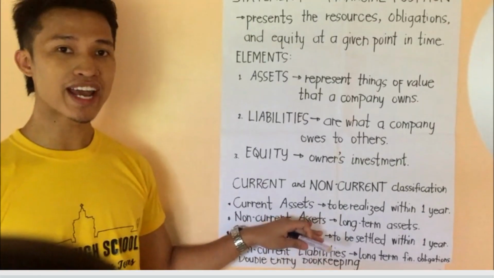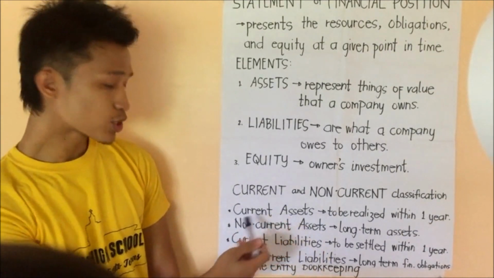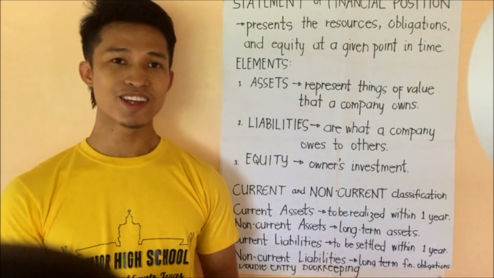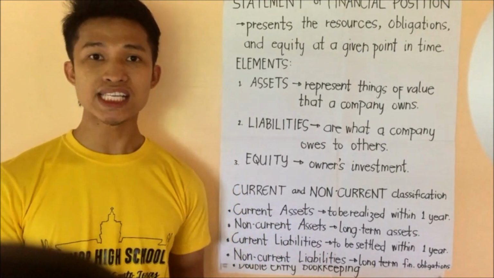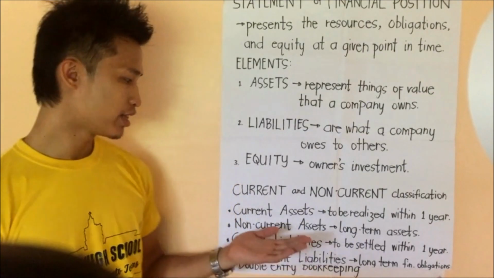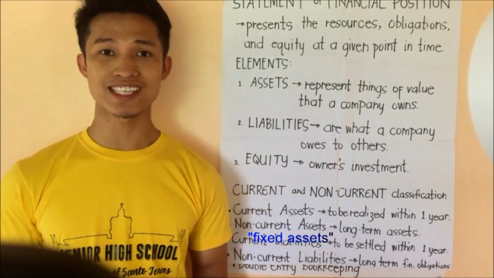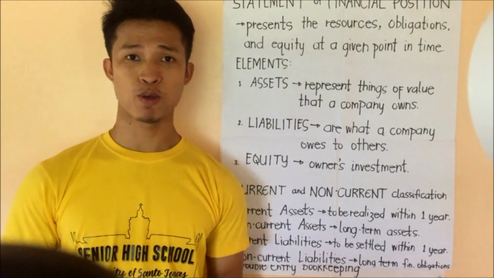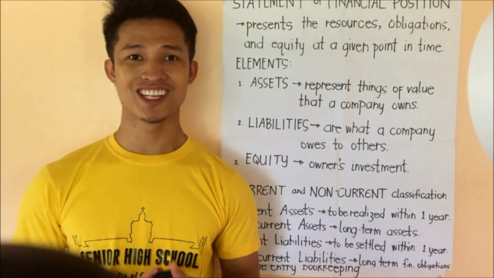Next, we have the non-current assets, of course. Since current assets are called short-term assets, non-current assets are called long-term assets. So all other assets that were not classified as current, classify them as non-current assets. So non-current assets are also called fixed assets. Building, equipment, furniture, these are just few examples of non-current assets.